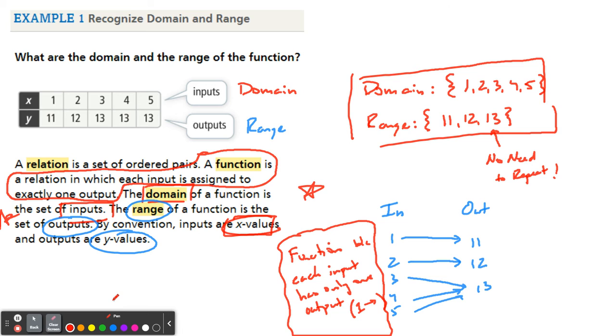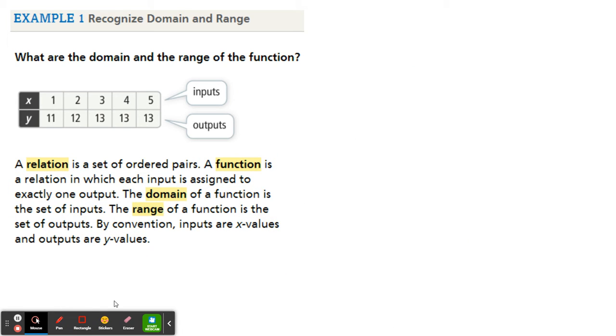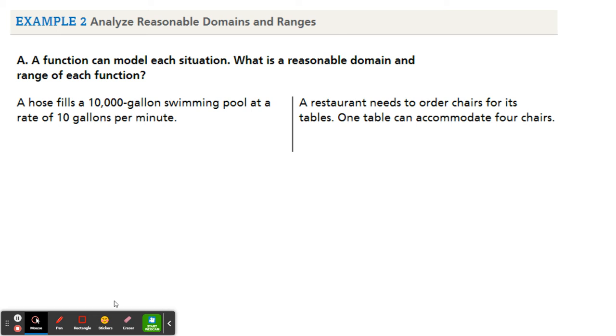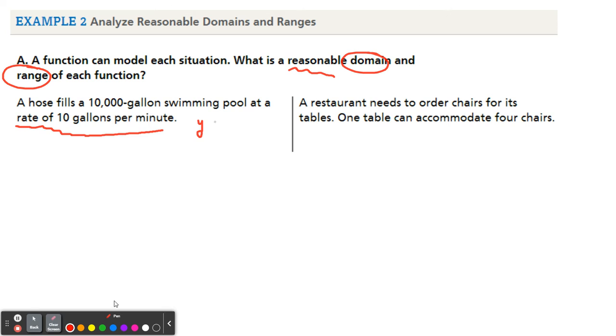Okay. All right, next, oh yes, domain and range is more. It says a function can model each situation. What is a reasonable domain and range of each function? So this one says a hose fills a 10,000-gallon swimming pool at a rate of 10 gallons per minute. When you take a look at this rate, we talked about slope in topic 2. Rate is the same thing as slope, and we should know that slope is the change in y over the change in x, rise over run.